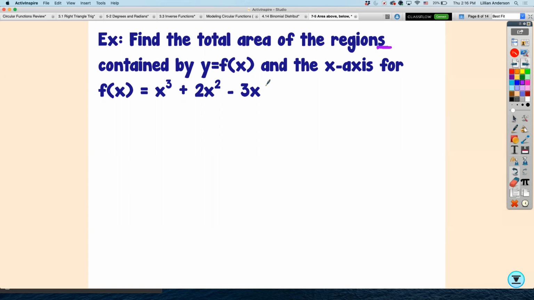So let me find my x-intercepts, okay? Set the function equal to 0. Is there a GCF? Okay.